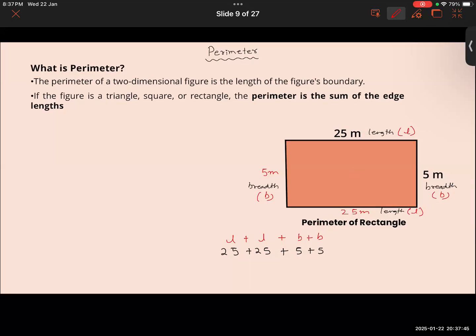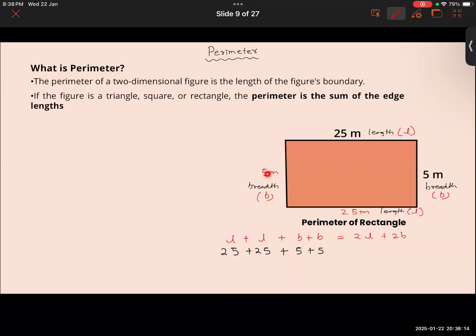Getting it? Another way to write is as follows. How many L's are there? Two lengths are there. So L plus L, I can write it down as 2L. Right or no? And we can also write B plus B as 2B, since two B's are there, right? So 2L plus 2B. So in this manner also we can write this down.